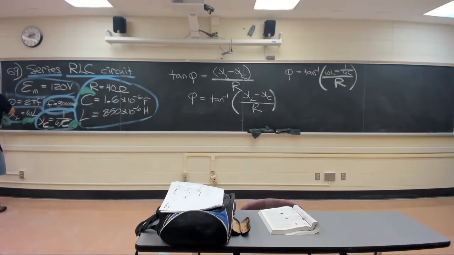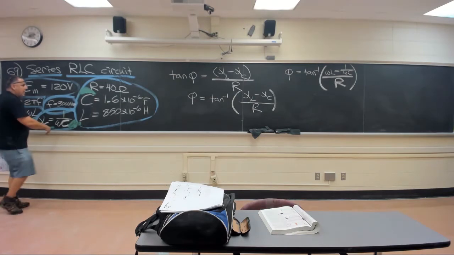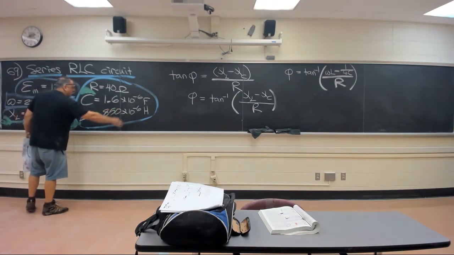So omega equals 2 times pi times F. Omega equals 2 pi F. Here's F, 3,000. 2 pi times 3,000. There's your omega. What's X sub L going to be? It's going to be omega L. It's going to be 2 pi times 3,000 times L, and L is 850 times 10 to the negative 6.